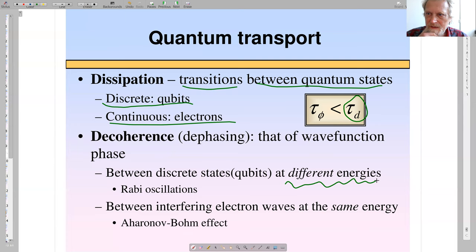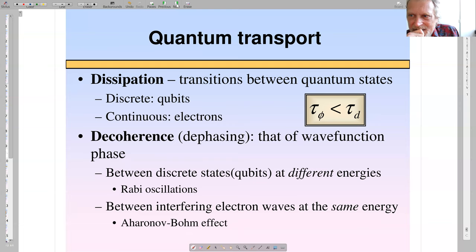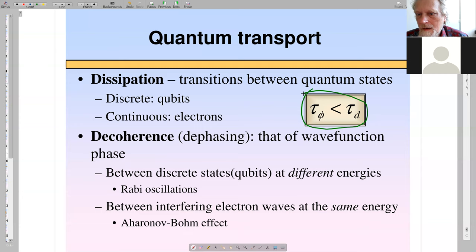I also put here a relation which might look strange, but in fact, it's rather easy to comprehend. Who has an idea? How does it come about? What is written here in words is that the time required for dissipation is larger than the time required for dephasing. If there is dissipation, then there will also be dephasing, but not the other way around. So if stuff dissipates, it also dephases. That's why the characteristic dephasing time is smaller.